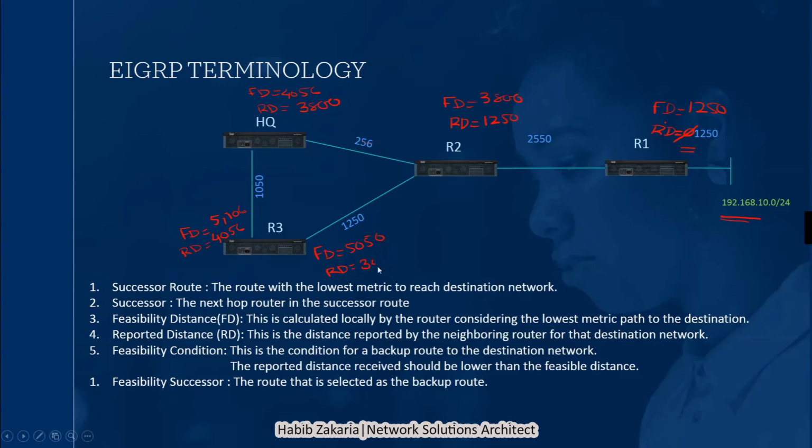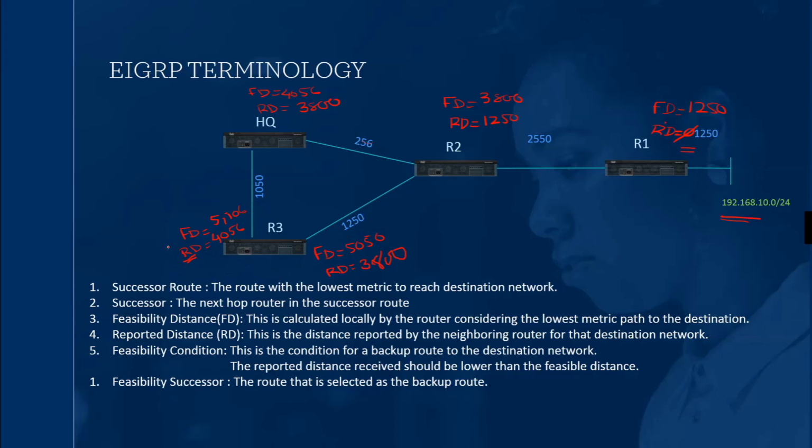The condition that I want to bring about is the feasibility condition. The feasibility condition means that there should be a backup route to the destination if it's getting two advertisements, and the condition specifies clearly that the reported distance of the advertised route, which is the second route, should be lower than the best route's feasibility distance.